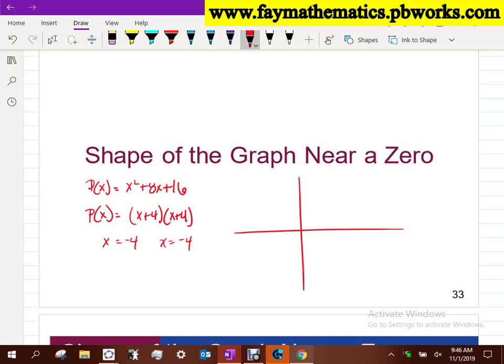So this is a parabola, right? If I'm only graphing that one at negative 4, is it concave up or down? Concave up, so that has to be the vertex. Good. Why does that have to be the vertex? Think about it this way.